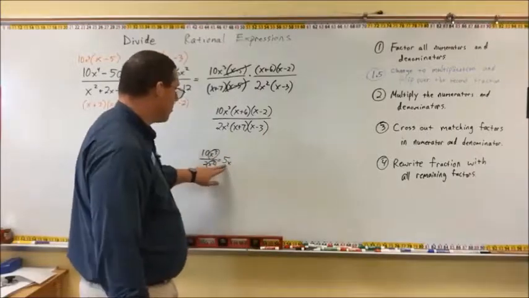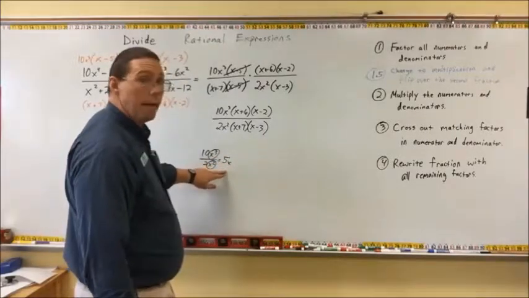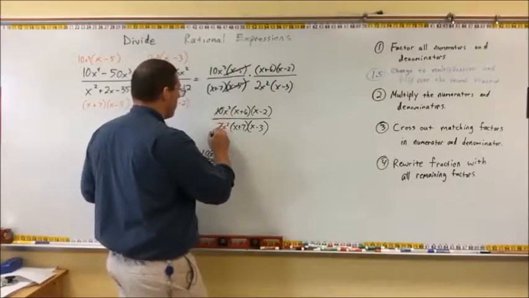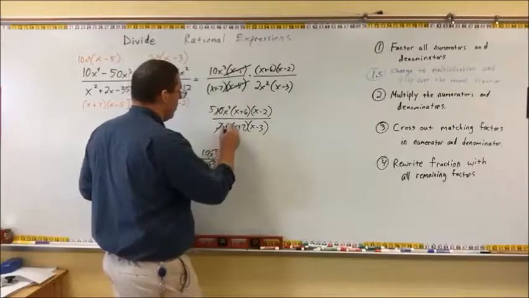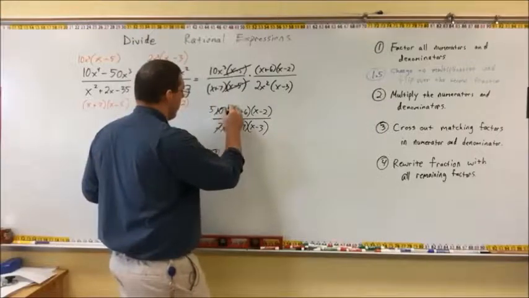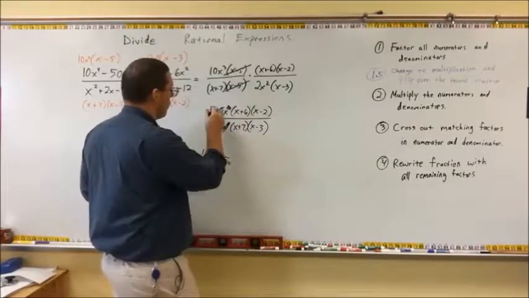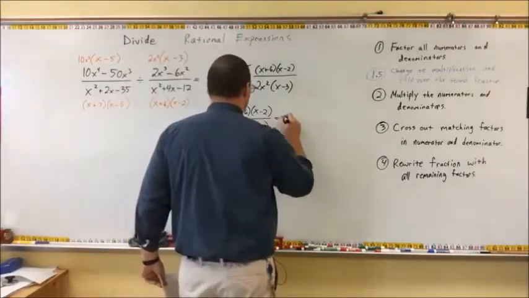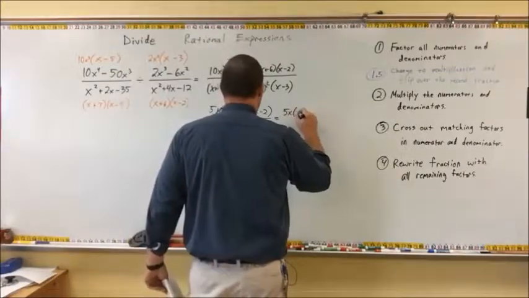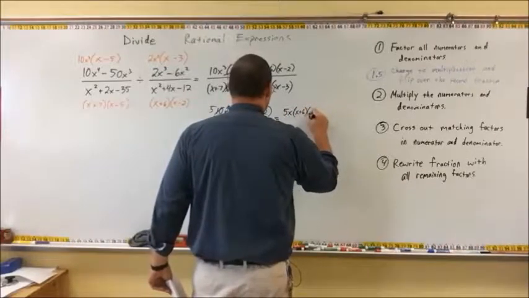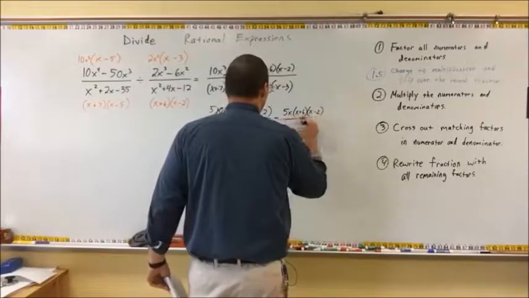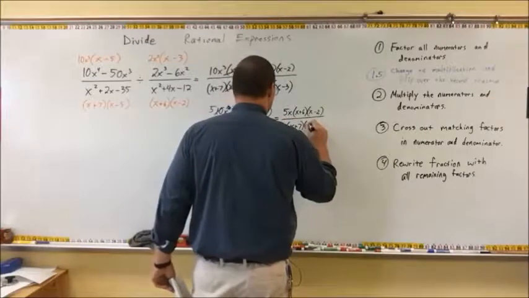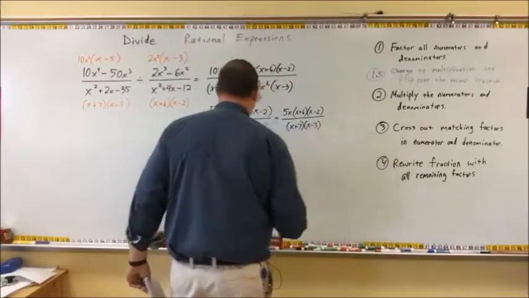And because it's not in the denominator, that means it's automatically in the numerator. So this 10 and this 2, they cancel to become 5. Both of these x's cancel, and 2 of these x's cancel, so we have 5x in the numerator. And so our final answer is 5x times x plus 6 times x minus 2 over x plus 7 times x minus 3.